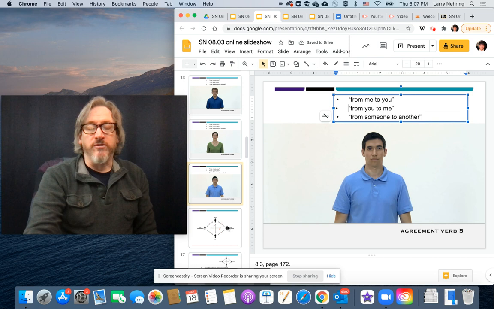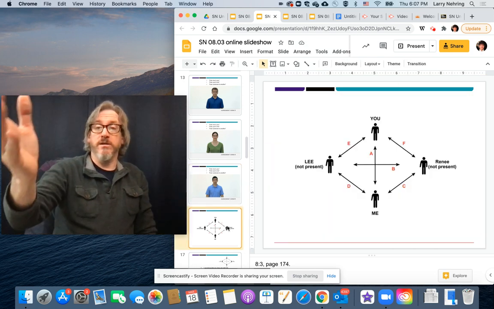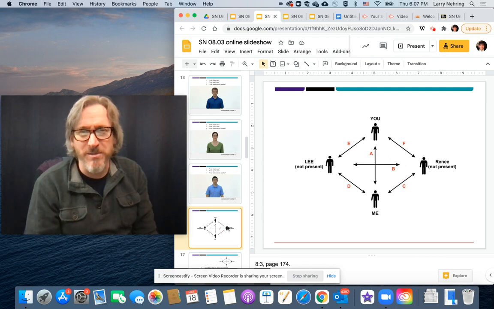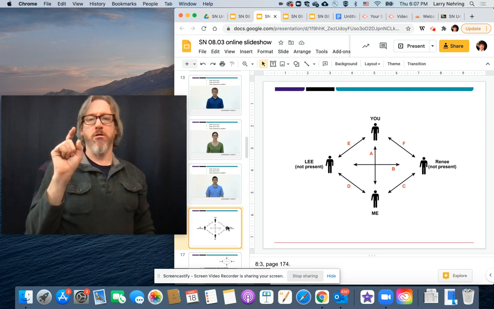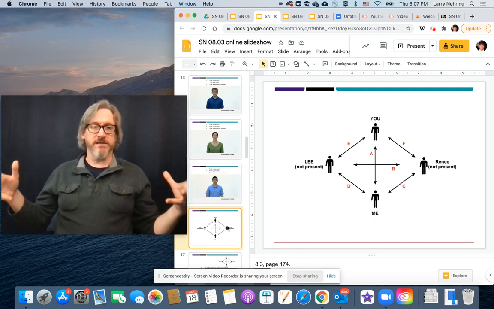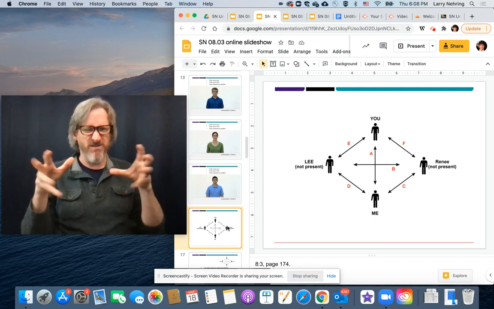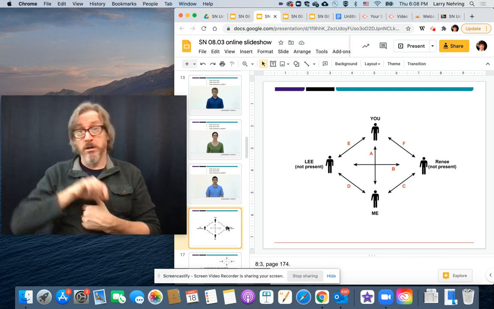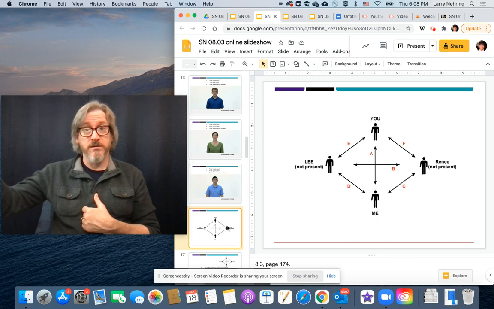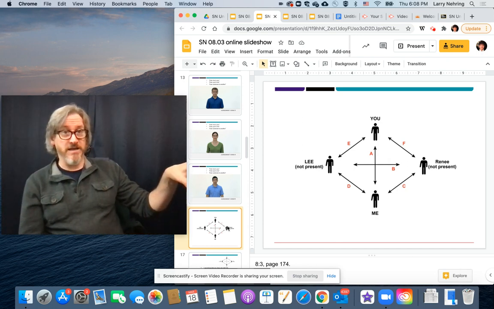So those are the 5 agreement verbs. So again, take a look at all the letters. Don't worry about the letters. But there are 4 basic places or locations in signing space that we've explored. These are the 4 defaults. There's me, home base, a person on the right, a person in the front, and a person to the left.